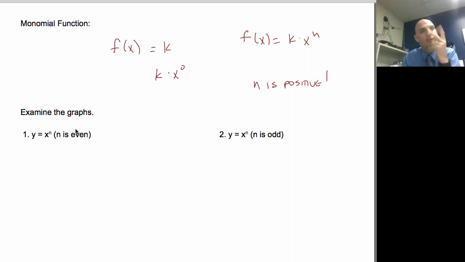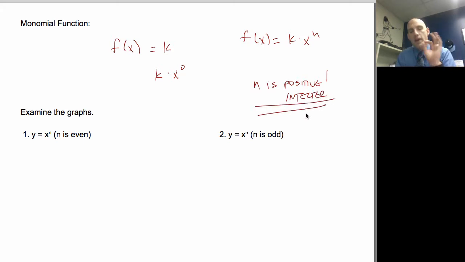And so there's only two things that could happen. n is positive, but it's also an integer. We're looking specifically at that case. So n is a positive integer. So there's only two things that could happen. x to the n, where n is 1, 2, 3, 4, 5, 6, 7, can only be x to the 1, 3, 5, 7, 9, 11, 13, or x to the n is x squared, x to the 2, x to the 4, x to the 6, x to the 8, x to the 10.